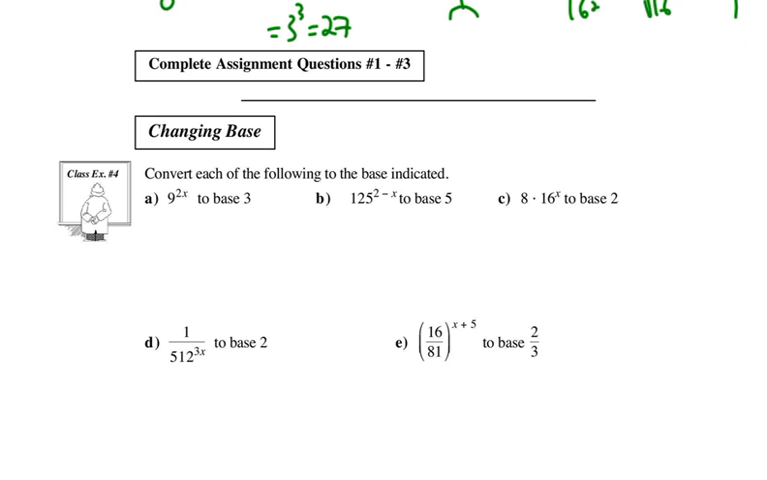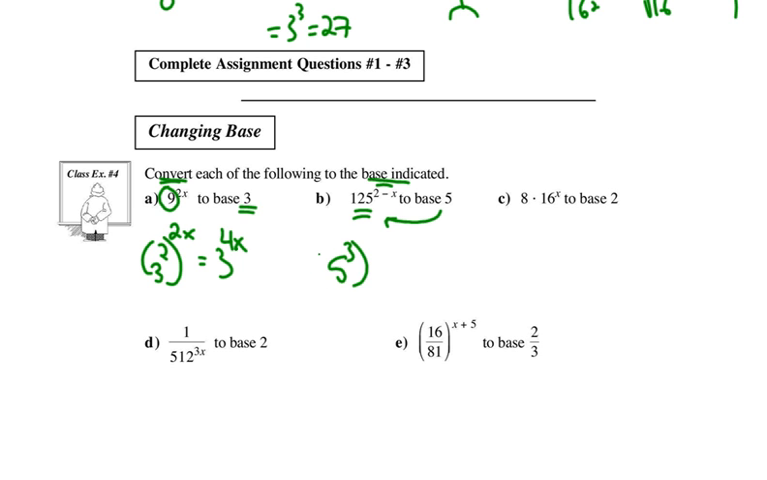Changing of a base. This is going to be a big part of our travels. So if you want a base of 3, what they're saying is we don't want this 9, we want a 3. But we know that 3 squared is really equal to 9, so it's 3 squared to the 2x, which with exponent laws would be 3 to the 4x. I've got 125, but that needs to be a base of 5, so that's going to be 5 cubed to the 2 minus x. That gives me, when I use my exponent laws, 5 to the 6 minus 3x.